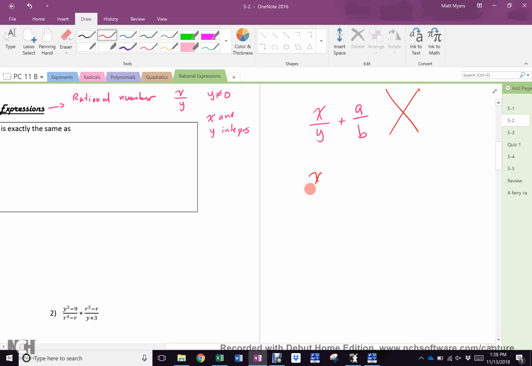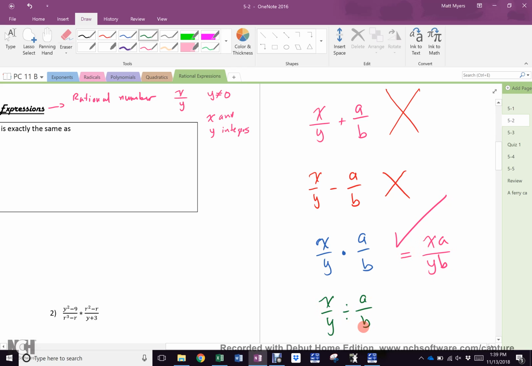What about this? Is that allowed? No. What about this? Yes, oh yes, sorry. Why? Because you're just multiplying. So this answer would be XA over YB. Right? What about this?